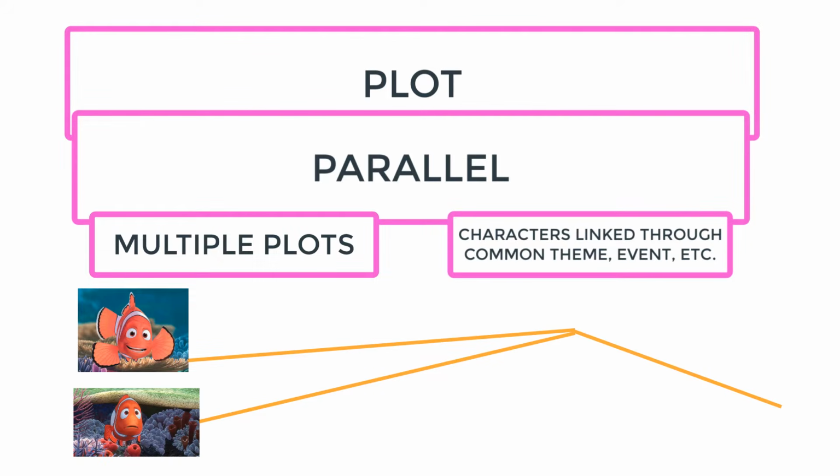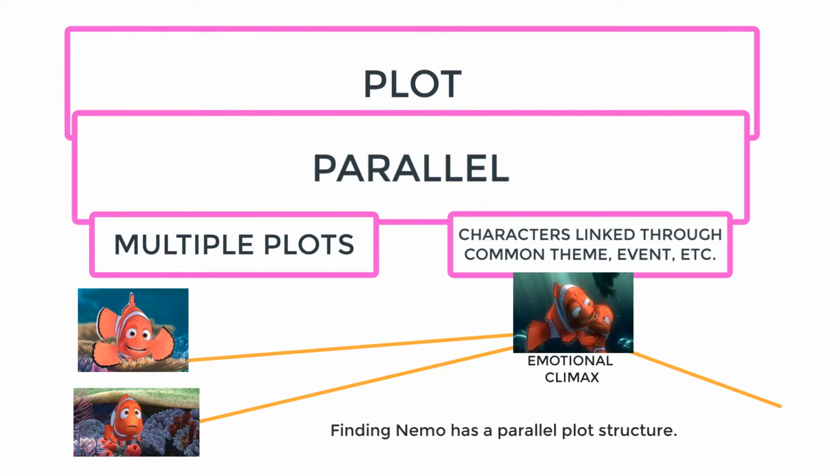The parallel plot is a structure that enables the author to combine multiple plots in a story. These plots will meet at the climax of the story through events and characters that are linked through a common theme. Because this plot shows multiple rising actions meeting at one climax, it creates an emotional or moving narrative.